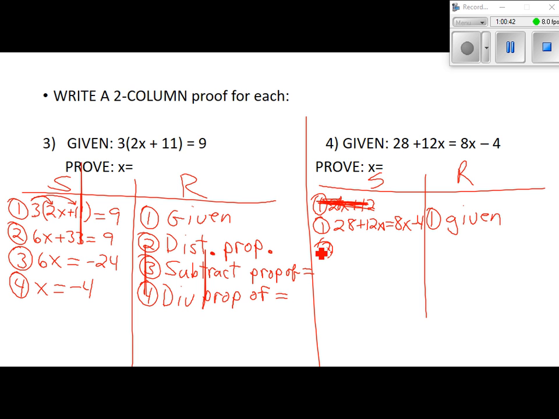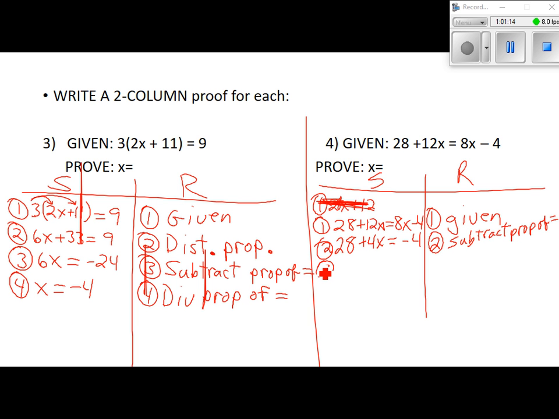What's that leave me on the left side if I move that 8x over there? 28 stays the same, plus 4x equals -4. Don't forget that negative there. What did we do there? Subtraction property of equality. We did the same thing to both sides. We subtracted 8x on both sides.